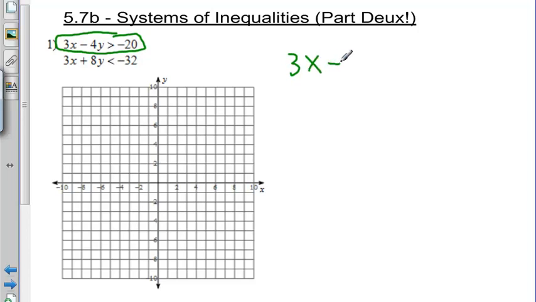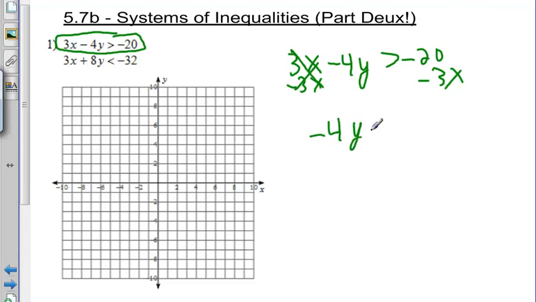Y equals mx plus b. Here's what we have. We are going to subtract the 3x. At this point in the year, this needs to be kind of like second nature for you, putting it into y equals mx plus b.